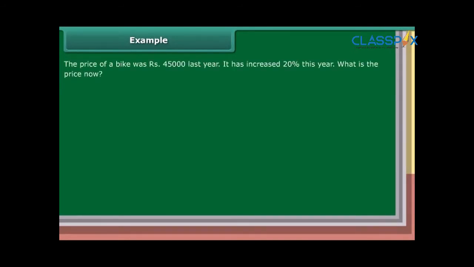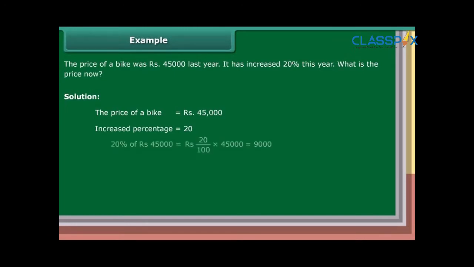Example. The price of a bike was Rs 45,000 last year. It has increased 20% this year. What is the price now? Solution. The price of a bike is equal to Rs 45,000. Increased percentage is 20. 20% of 45,000 is equal to Rs 20 upon 100 into 45,000, which is equal to Rs 9,000. New price is equal to old price plus increase, which is equal to Rs 45,000 plus Rs 9,000, which is equal to Rs 54,000.